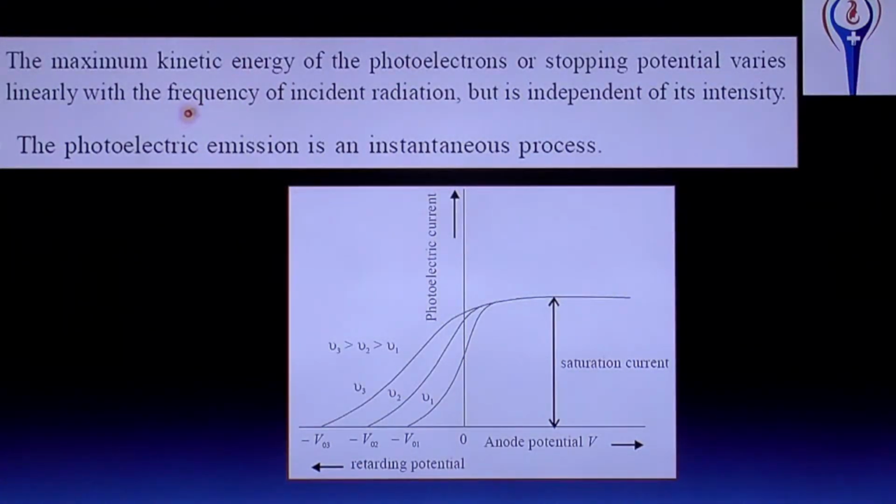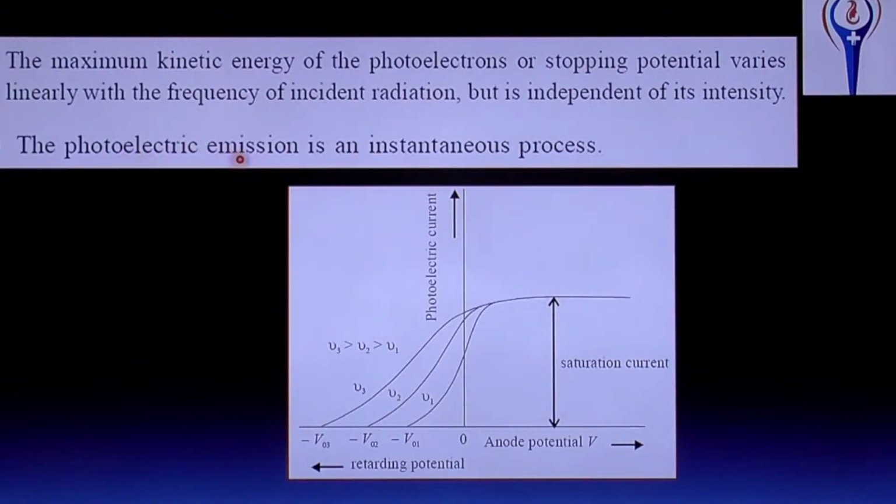Fourth law, maximum kinetic energy of photoelectrons or stopping potential varies linearly with the frequency of incident radiation, but is independent of intensity. See, when frequency is changed, nu1, nu2, nu3, then stopping potential is also different. This is one stopping potential, second stopping potential, third stopping potential. For different frequency, different stopping potential. But photoelectric current will be the same, constant.